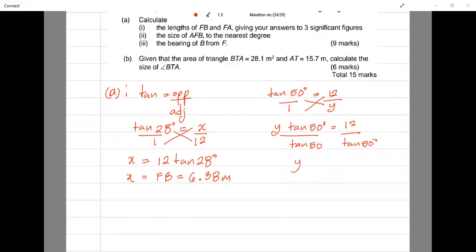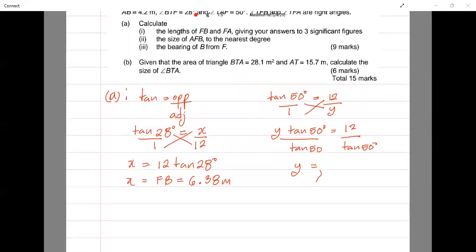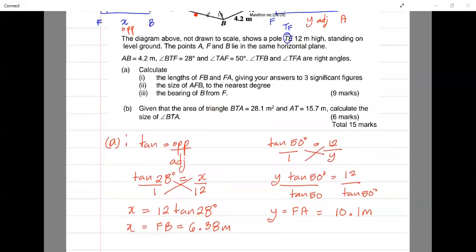And so Y is equal to 12 divided by the tangent of 50 degrees. So Y, which is FA, is equal to 12 divided by the tangent of 50 degrees, and you get 10.1 meters. So Y, which is FA, is 10.1 meters. So we just completed AI.